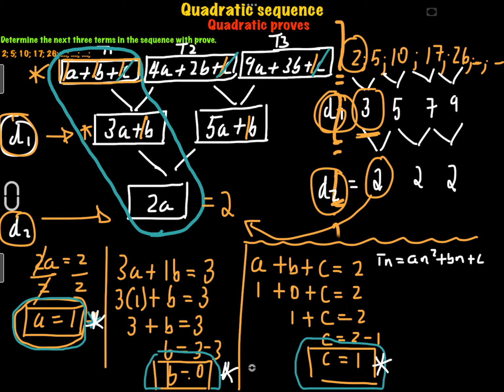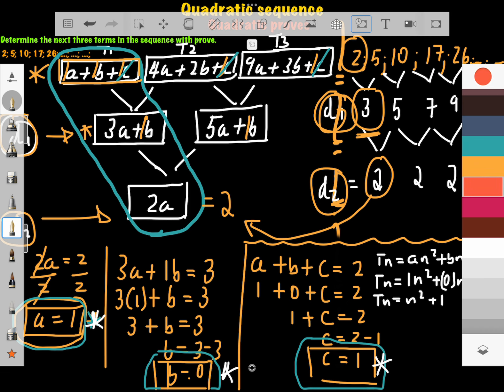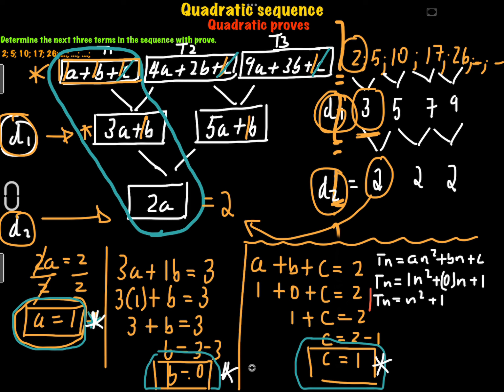Okay, so let's go ahead and do that. So we have Tn is equal to, a in this case is 1, so 1n squared, b is simply 0 multiplied by n, and then c is simply plus 1. Tn is equal to n squared plus 1. That in itself is the general formula for our pattern.